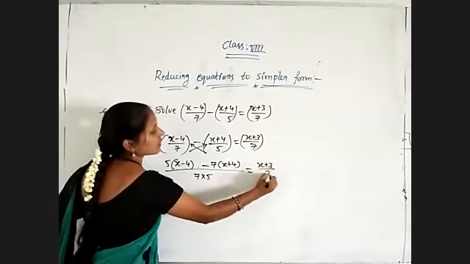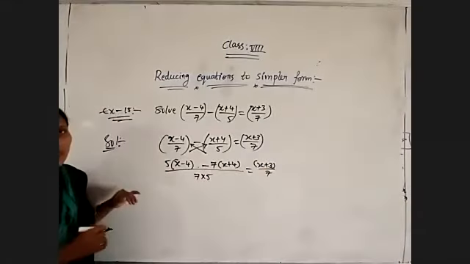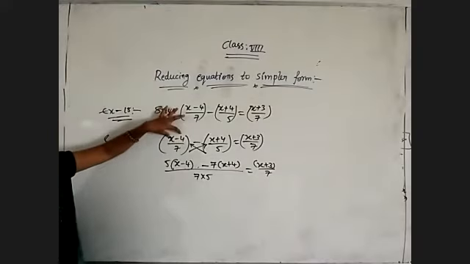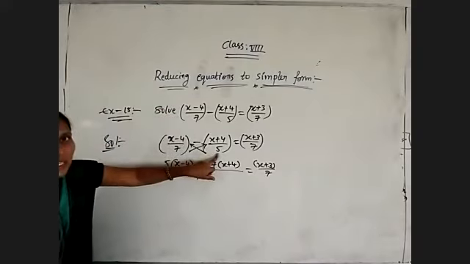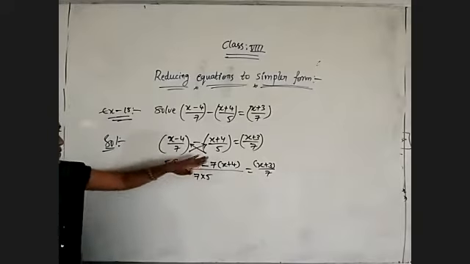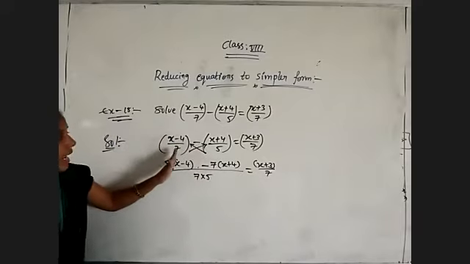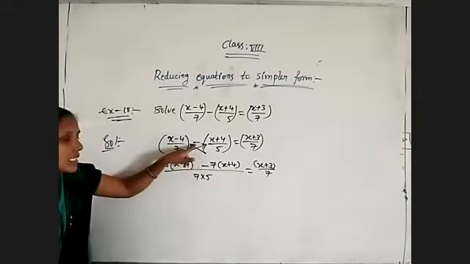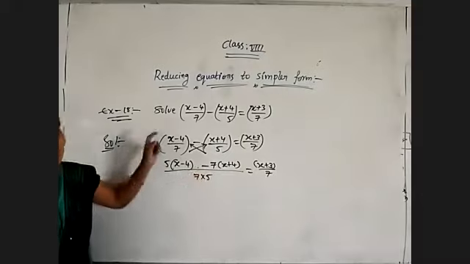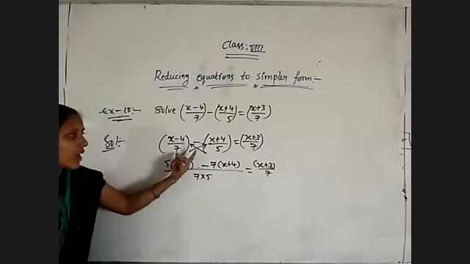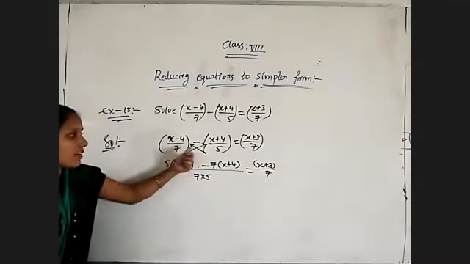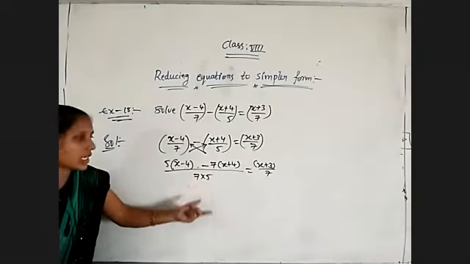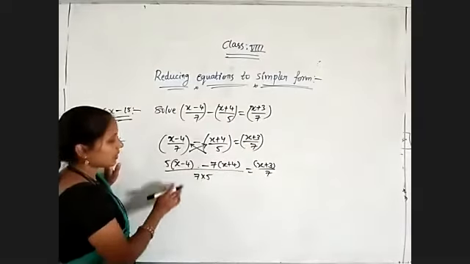Whenever we perform cross multiplication, remember, the first fraction's numerator we multiply with the denominator of the second fraction. So that is 5 into (x − 4). Lastly, we multiply 7 into (x + 4). Between them there is minus, so I just kept minus. If we have plus, I keep plus. Equal to is there, so I keep equal to. Divided by the denominator, which is 7 into 5, that is 35.